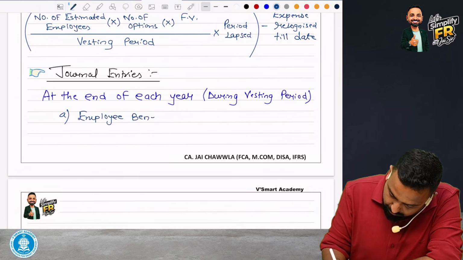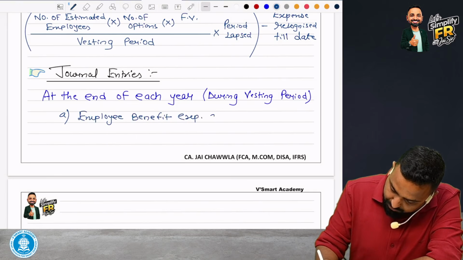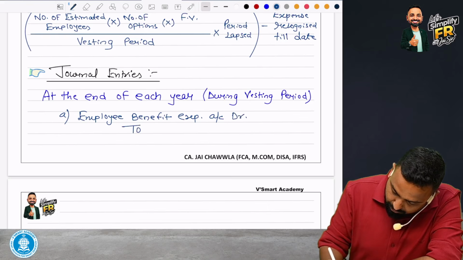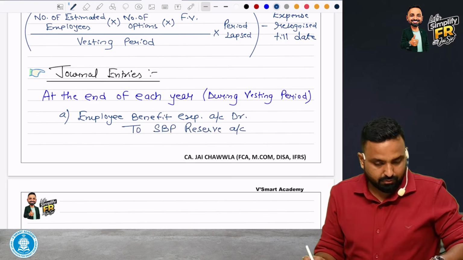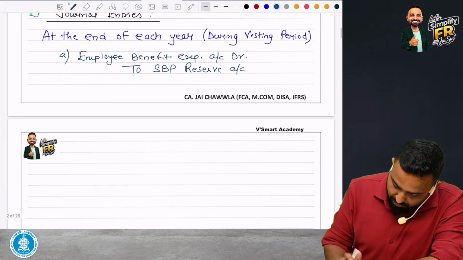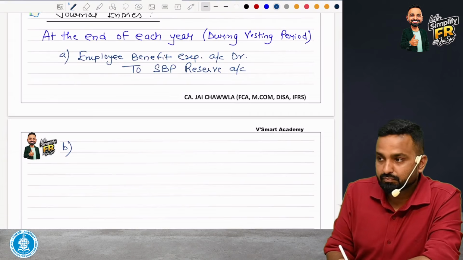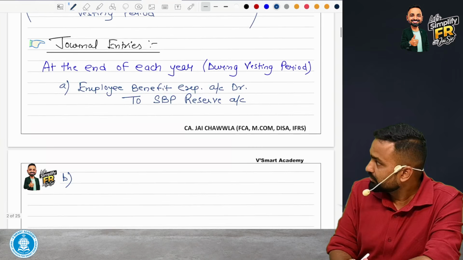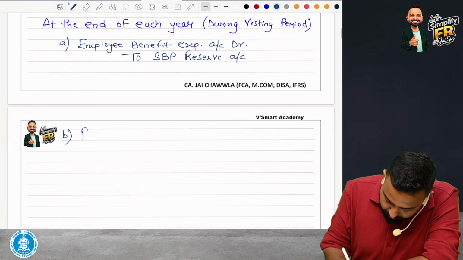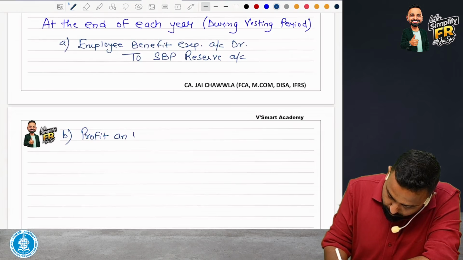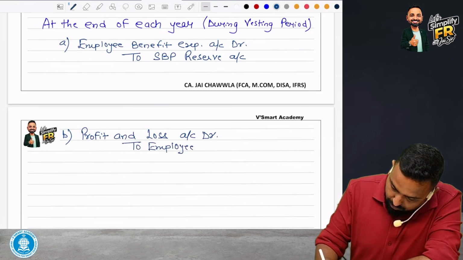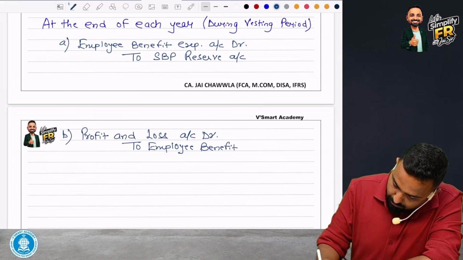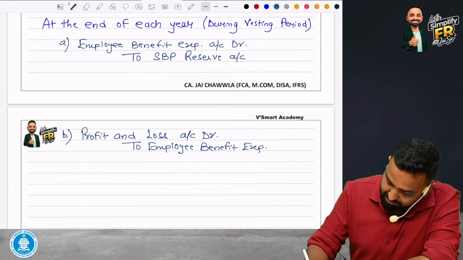Employee benefit expense account debit to SBP reserve account. And second entry, one more entry, guys, P&L. Profit and loss account debit to employee benefit expense.